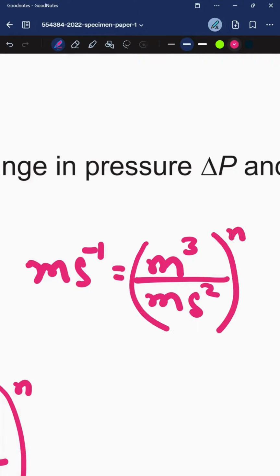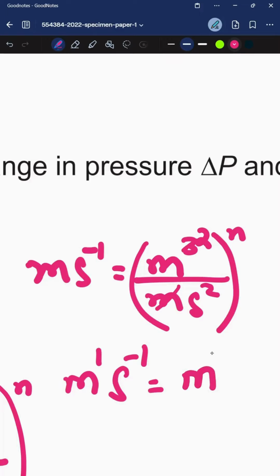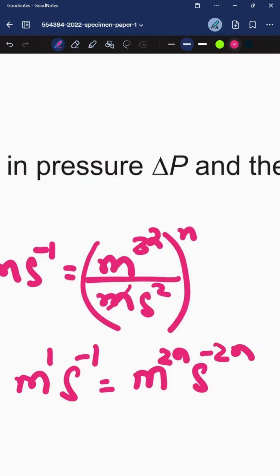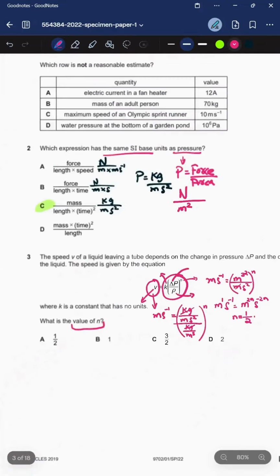So we need to find the value of n. We know that m is raised to the power 1 and second is raised to the power minus 1. This will cancel out with this, and this will become 2. So we have meter to the power 2n and seconds to the power minus 2n. So we can say that n must be equal to 1 by 2 in order for the equation to be consistent. So the correct option is option A.